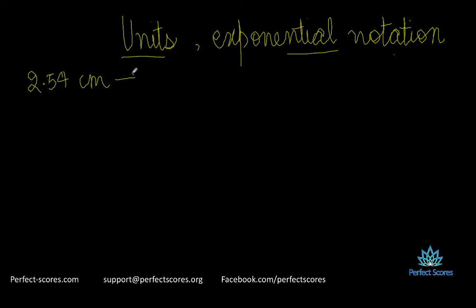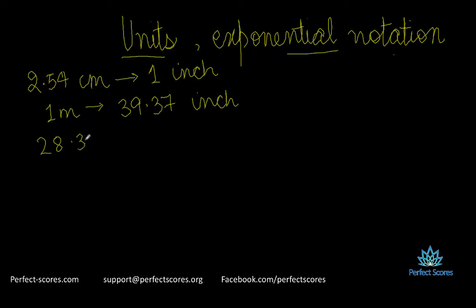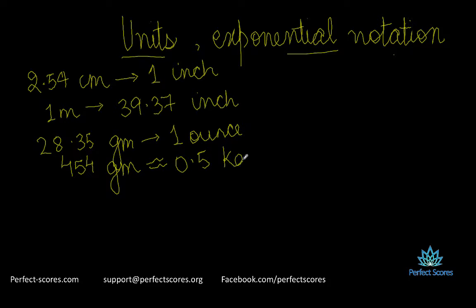In the metric system, 2.54 centimeters are equivalent to 1 inch of the English system. 1 meter, through this same relationship, is equivalent to 39.37 inches. So you can assume it to be approximately 40 inches for calculation purposes. Then let's look at weight. 28.35 grams is equal to 1 ounce, and by that same relationship 454 grams, or let's call it almost half a kilo, is equal to 1 pound. Again, mass. So basically 1 kilogram is equal to 2.2 pounds.